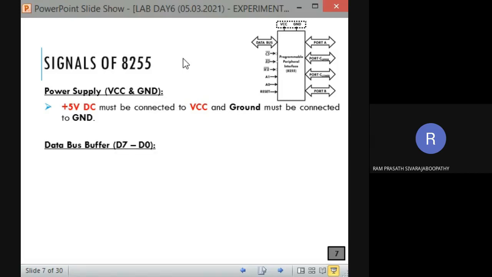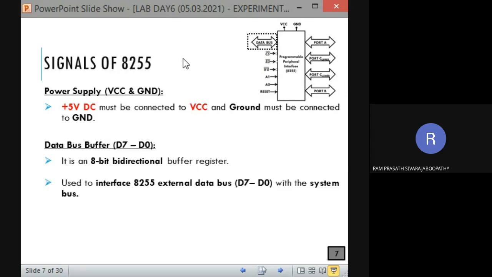Then coming to data bus buffer, it is an 8-bit bidirectional buffer register. Whatever you are writing to 8255 comes to data bus buffer, then moves to the corresponding port register. Through this data bus only, you can write any content into 8255, whether it is written to port register or control word register. It is used to interface 8255 external data bus with system bus of 8085. We use these D7 to D0 pins to connect the microprocessor bus and 8255.